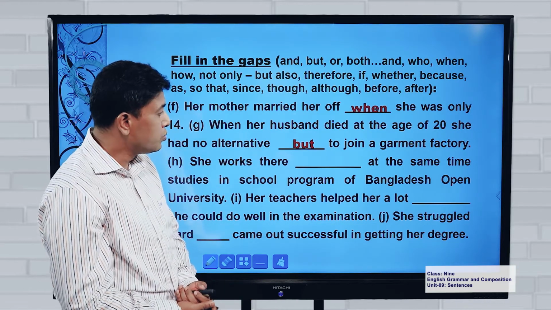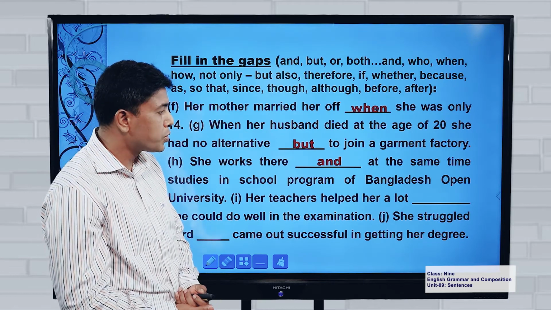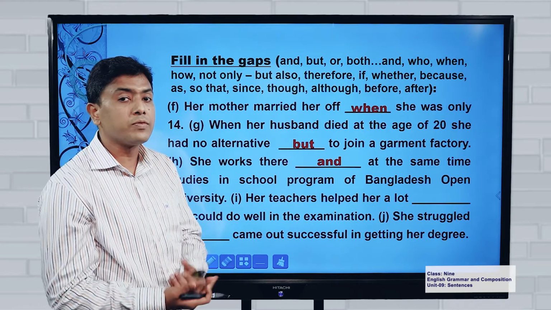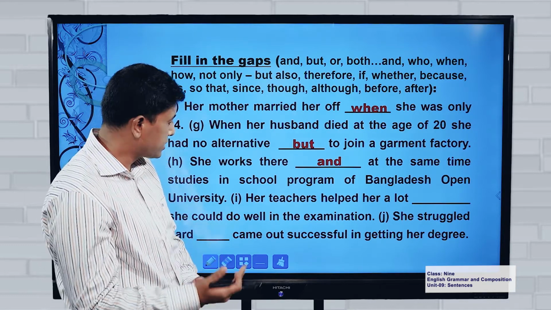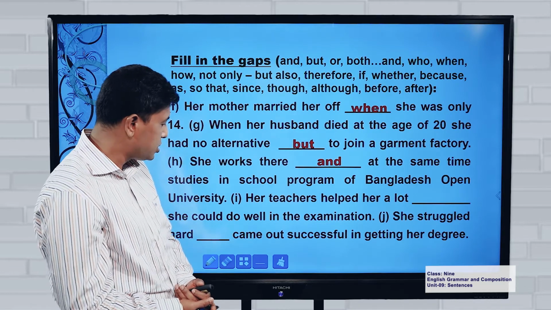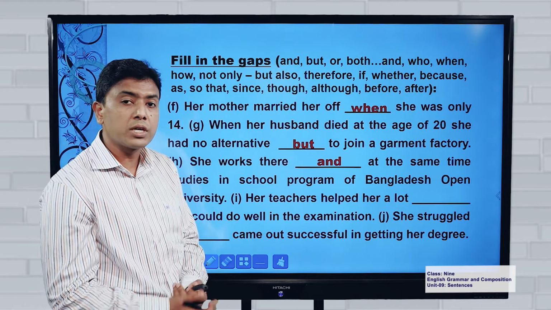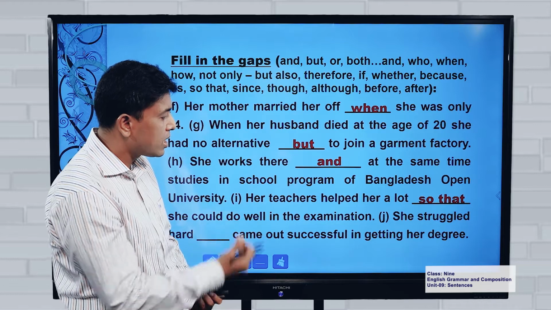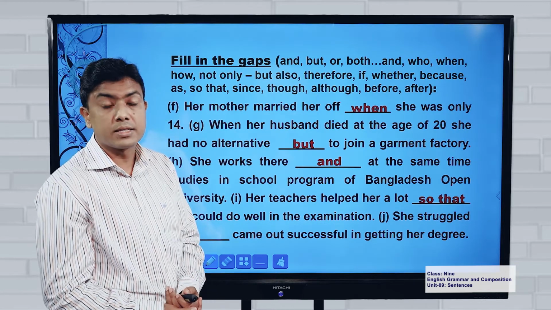Next one: she works there and at the same time studies in school program of Bangladesh Open University. We are adding information. So, "and" is going to be the best connector. Next one: her teachers helped her a lot, gap, she could do well in the examination. So we are talking about a result. So let us use "so that". Her teachers helped her a lot so that she could do well in the examination.